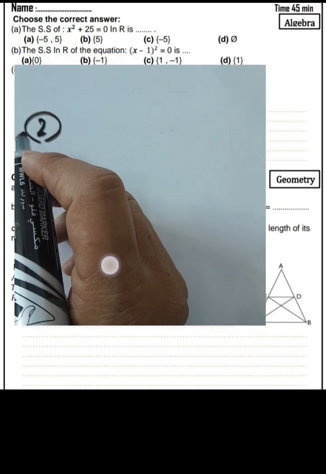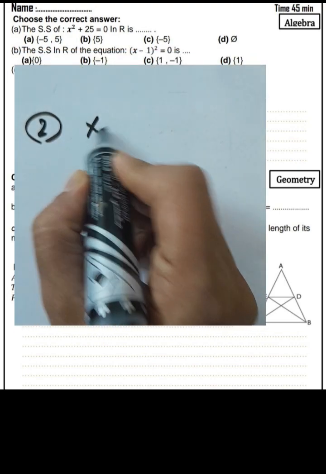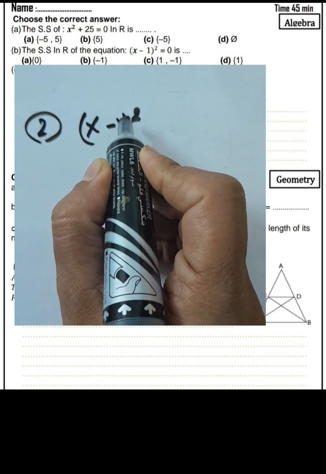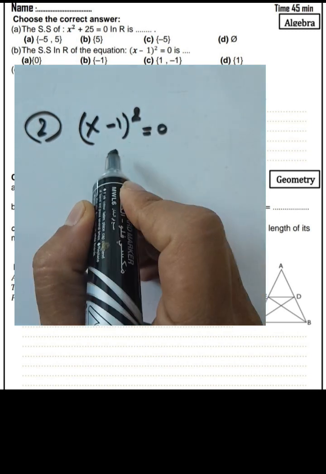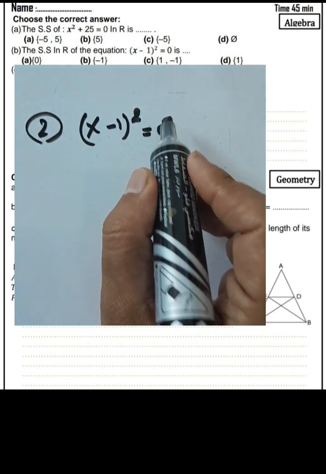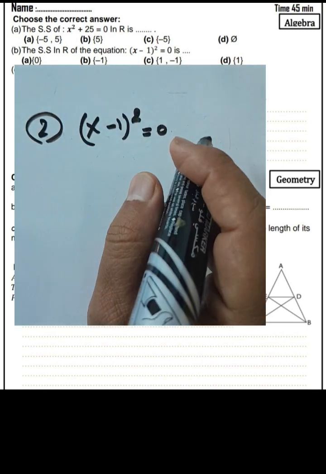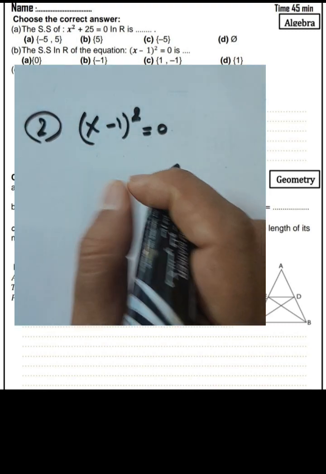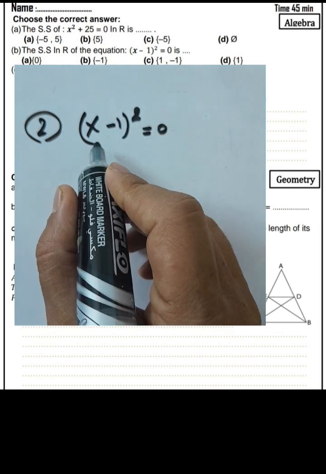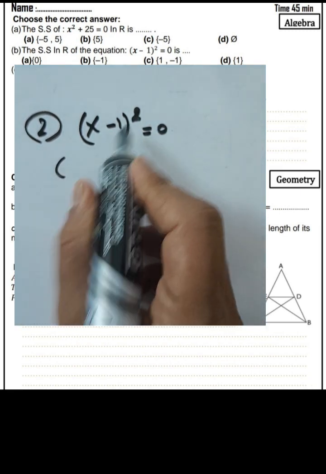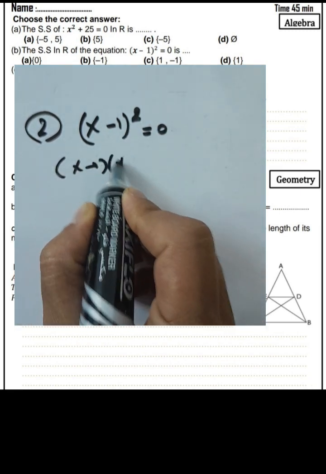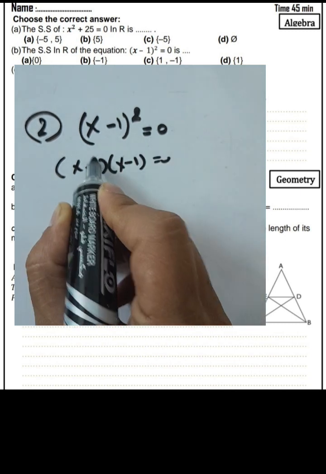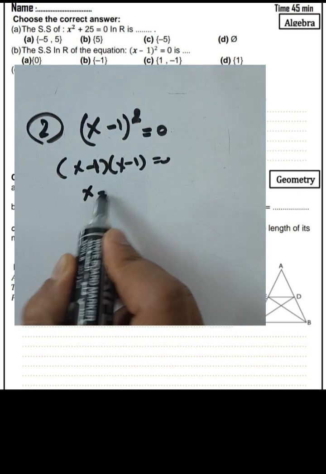Question number 2. What is the solution set in R of the equation (x minus 1) whole power 2 equals 0? We can solve the example by taking the square root of the left-hand side and the right-hand side to find the value of x. Or you can write (x minus 1) power 2 as (x minus 1) multiplied by (x minus 1) equals 0. Then the value of x here will be 1.